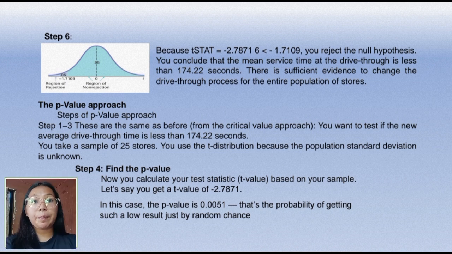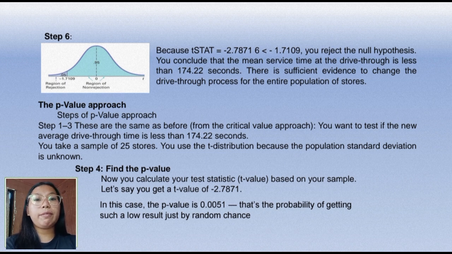Now, next is the p-value approach. It is another way to decide whether to reject or not reject the null hypothesis. Instead of comparing the test statistic to a critical value, we calculate a p-value and compare it to the chosen significance level. The p-value is the probability of getting a test statistic as extreme as the one you calculated, or more extreme, assuming the null hypothesis is true.